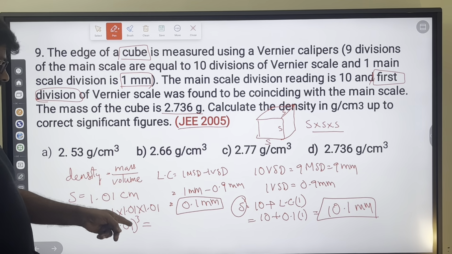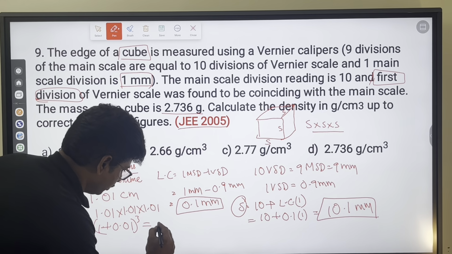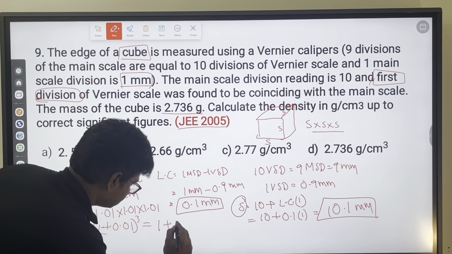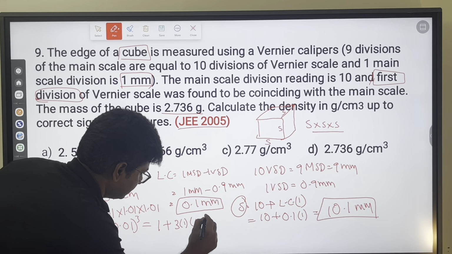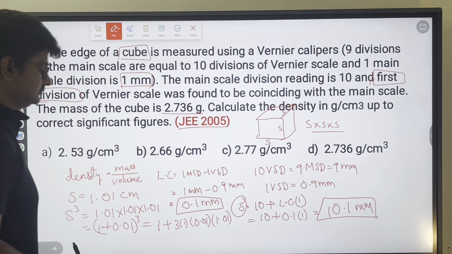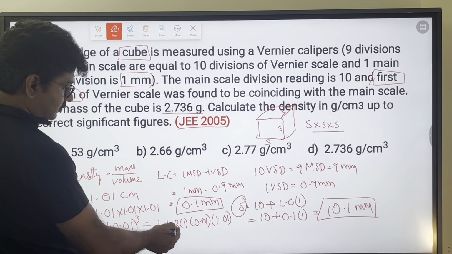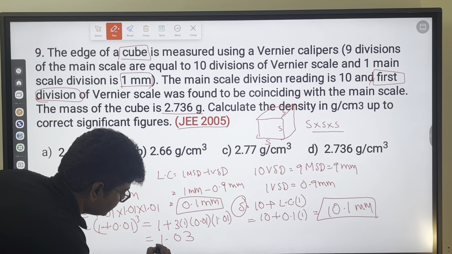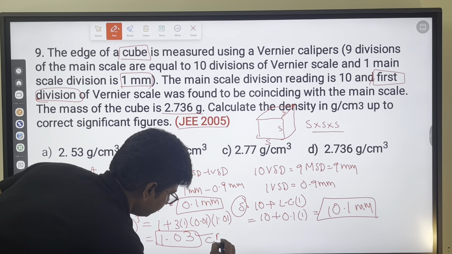So a cube plus b cube plus 3ab into a plus b. From that, b cube anyhow I can neglect, this very small value. So a cube means 1 plus 3ab into a plus b, which is 3 into 1 into 0.01 into a plus b, again about 1.01. So this value will be close to 1 plus 3 into 0.01, so this value is 1.03 centimeter cube.